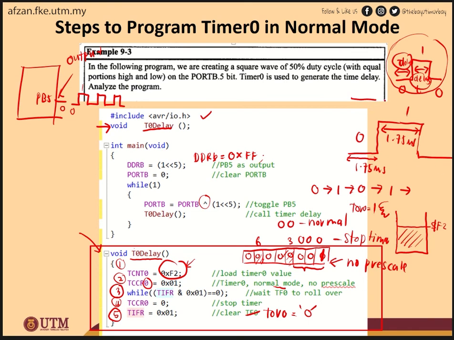So what is the period of your signal? You need to add 1.75 plus 1.75. This is T signal. I can call it T signal because this is the period of your signal. The period of your signal should be 1 cycle, which is from 0 to 1. So you already know how to find the period of your signal. 1.75 plus 1.75, what do you get? 3.5 microseconds. So this is the period of your square wave signal.